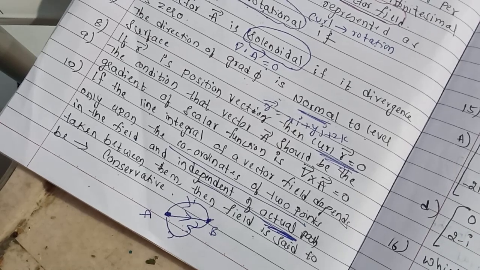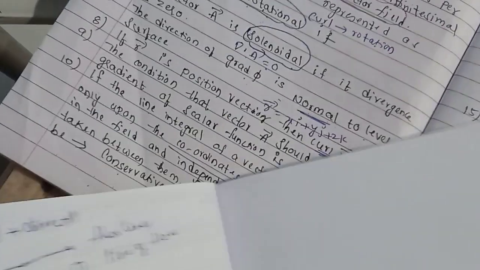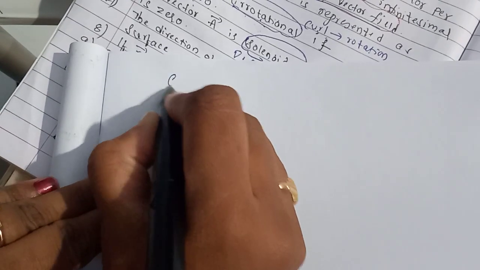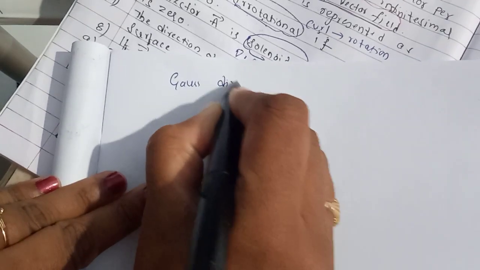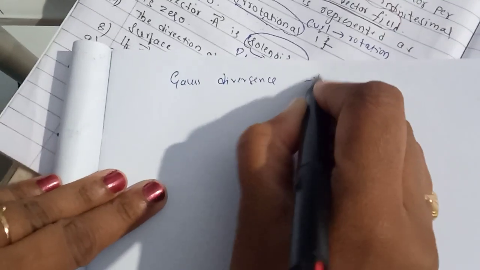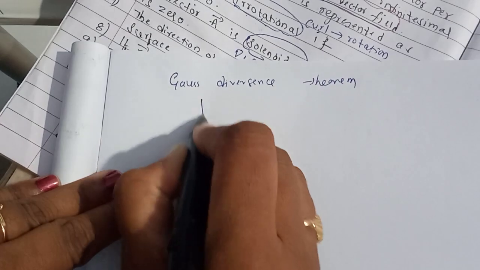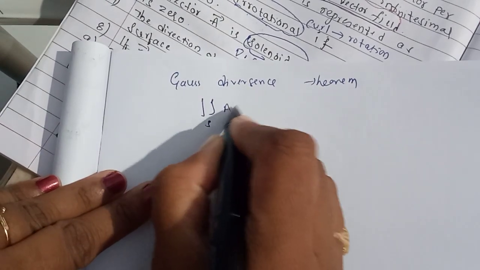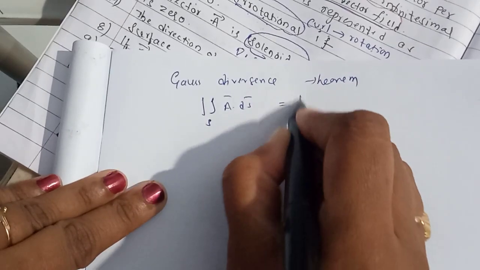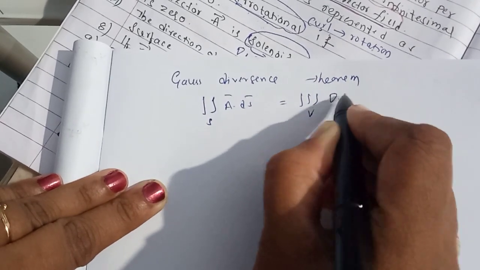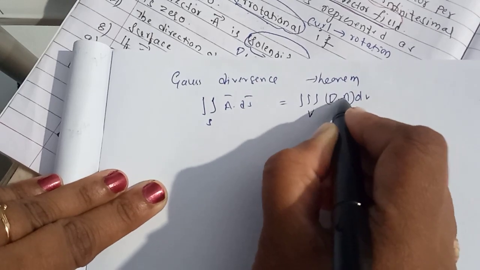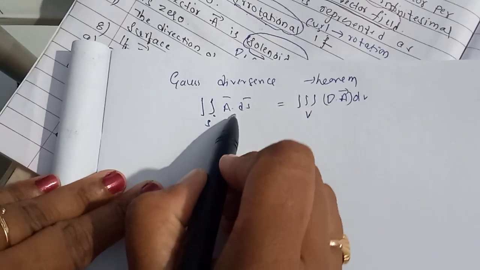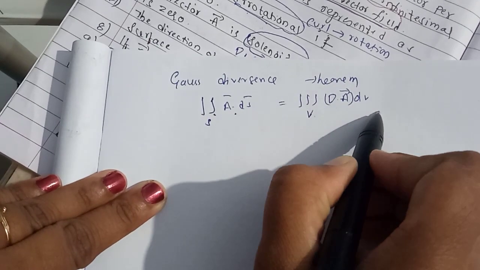Right? Now next question. Remember this. I think in my videos I did one problem on the Gauss divergence theorem also. So what is the Gauss divergence theorem? It gives the relationship between surface integral and volume integral. In such a way we will write, if A is the vector, surface integral of A dot dS equals volume integral of del dot A dV.